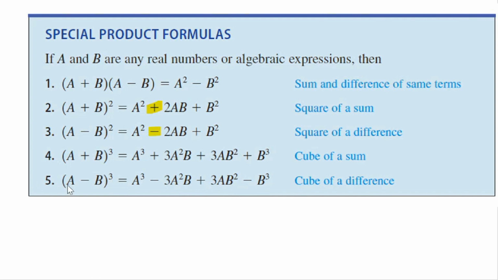Now, if you have a cube of a difference, only remember that the signs are alternating. So we have positive, negative, positive, negative. But if you're talking about the cube of a sum, then all terms are positive. So please try to familiarize or memorize the formulas so that we can give the answers easily.